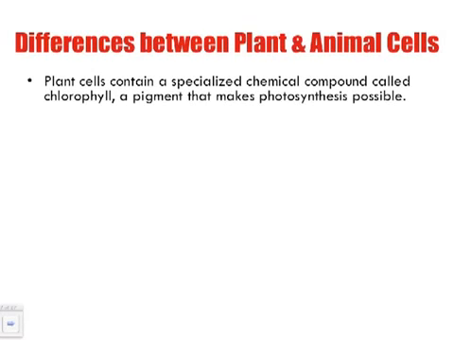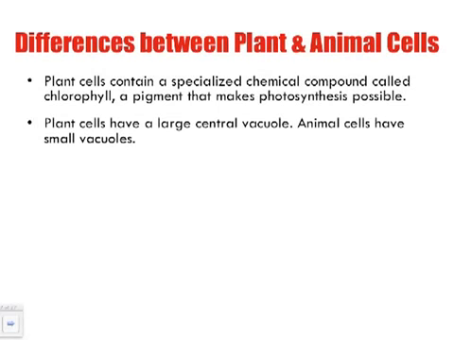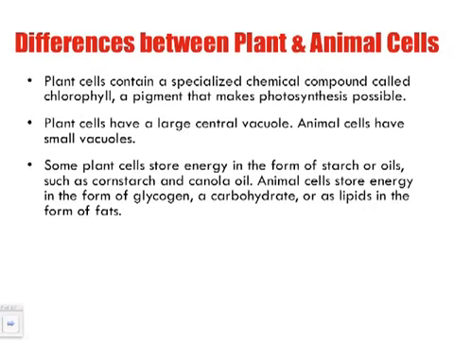All right? Plant cells contain a specialized chemical compound called chlorophyll, as we talked about before, a pigment that makes photosynthesis possible. Plant cells have a large central vacuole, as we've shown before, while animal cells have much smaller vacuoles. They're almost considered vesicles in animal cells. Some plant cells store energy in the form of starch or oil, such as cornstarch and canola oil, while animal cells store energy in the form of glycogen, which is considered a carbohydrate, or as lipids in the form of fats, fat storage.